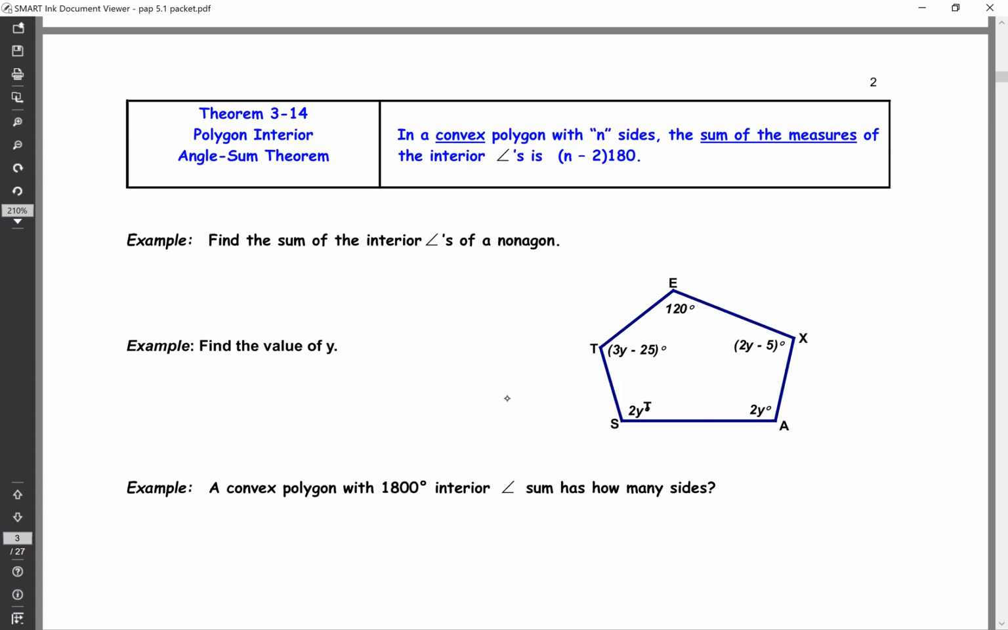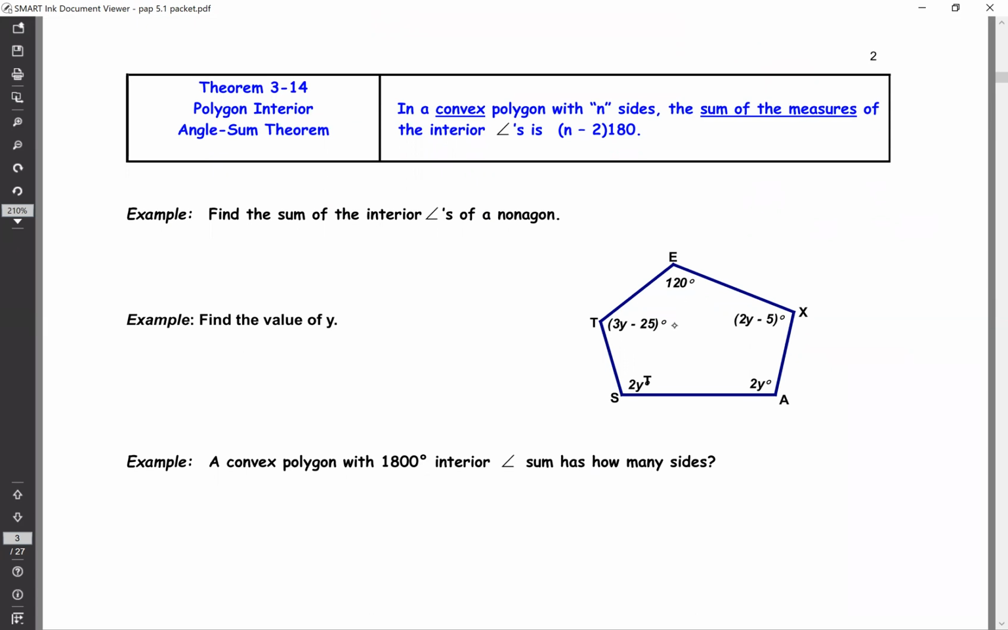So in a convex polygon, so convex pointing out, with n sides, the sum of the measures of the interior angles is n minus 2 times 180. And this is derived from the fact that you can draw a bunch of triangles inside a polygon, and we know that the angles inside of a triangle all add up to 180. So basically you figure out how many triangles you can have in here, and that's how many 180s you get.